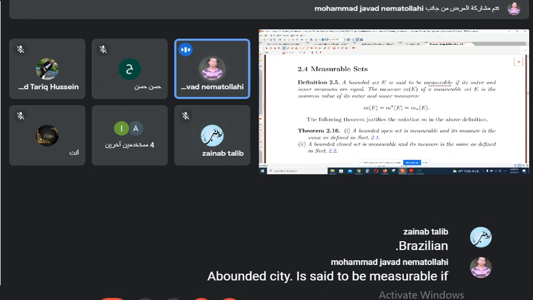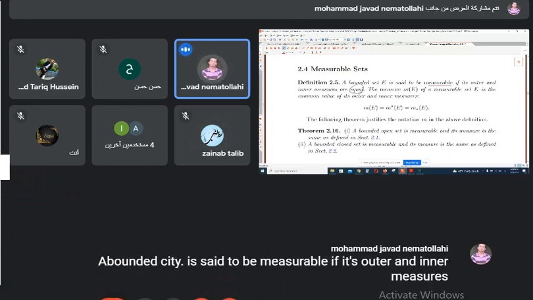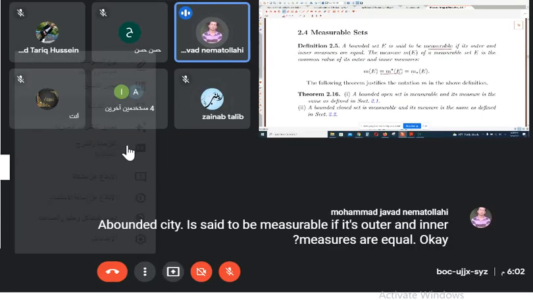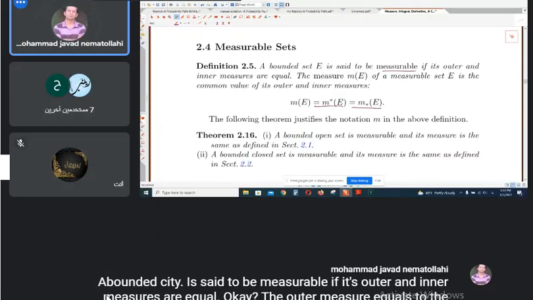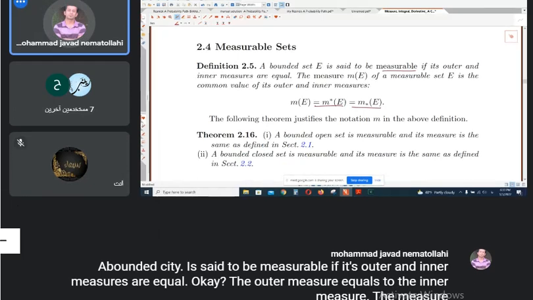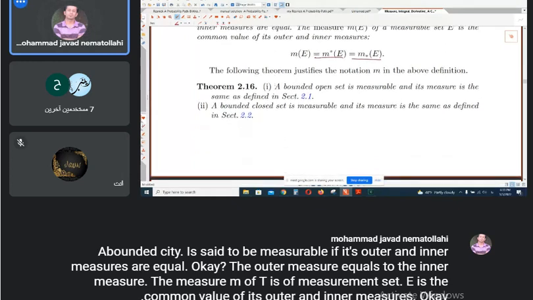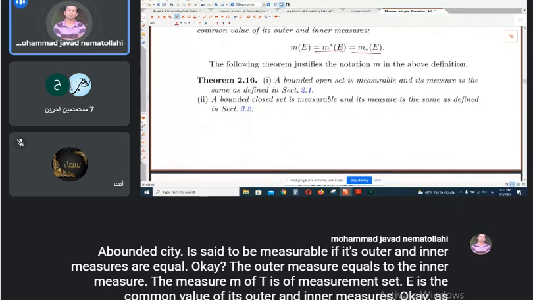Its outer and inner measures are equal. Okay, the outer measure equals the inner measure. The measure M of E of a measurable set E is the common value of its outer and inner measures, as we mentioned before.